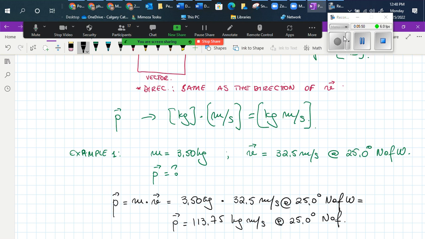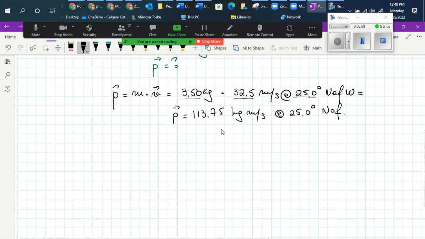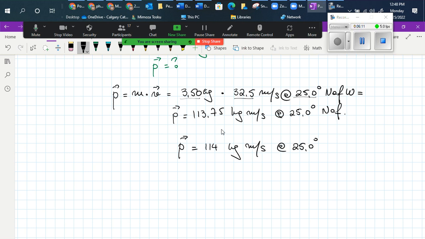But since what we have here is 3 significant digits all the way through, then we can say as the final answer for our momentum of this object with mass 3.50 kilograms will be 114 kilograms meters per second at 25 degrees north of west. Okay, good. Now, let's go one step further on this question.